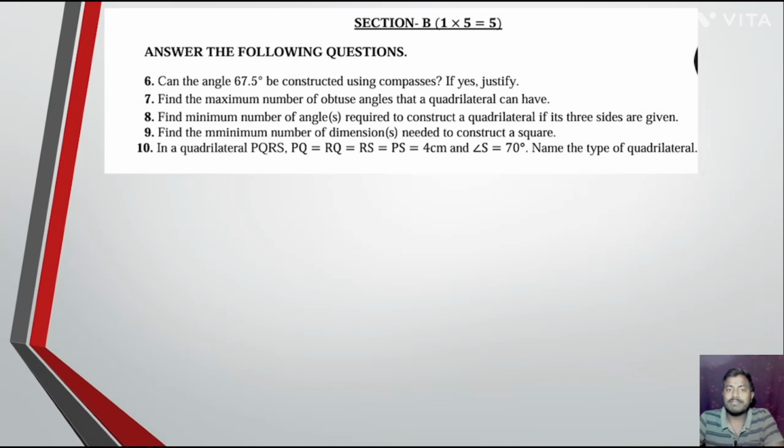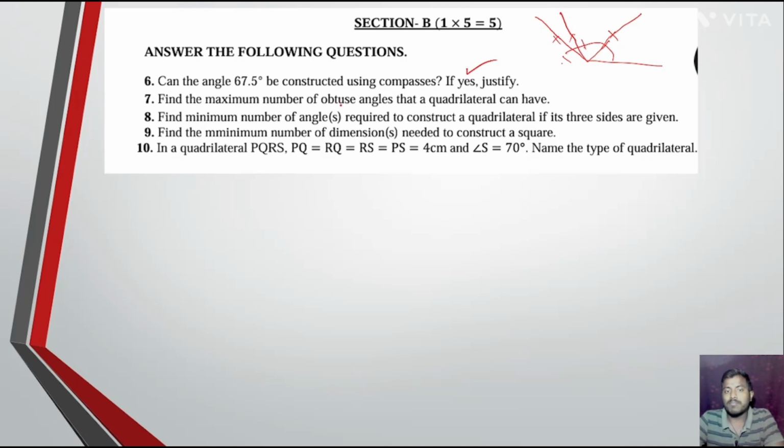Can the angle 67.5 be constructed? Yes. How? First you draw 135 degrees. How? First you draw 60, 120 and 180. When you bisect 120 and 180, the angle 150 is formed. Then when you bisect 150 and 120, the angle is 135. So when you bisect 135, the angle will be how much? 67.5. Okay.